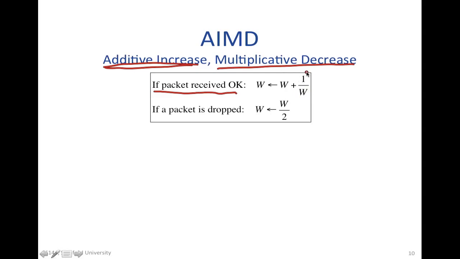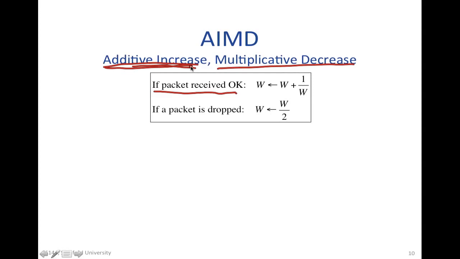What this means is that every time a complete window's worth of data has been correctly received and acknowledged, the sender is going to increase its window size by 1. It'll increase it by 1 over W for every packet. Because there are W packets, by the end of the window, it will have increased it by 1. So this is the additive increase. It's going to slowly increase when things are going well.